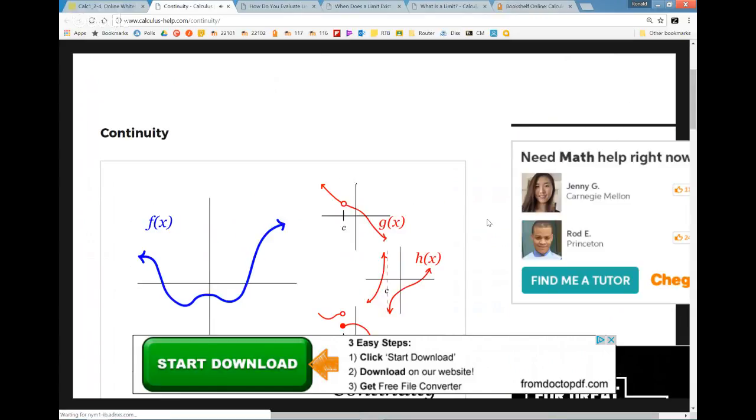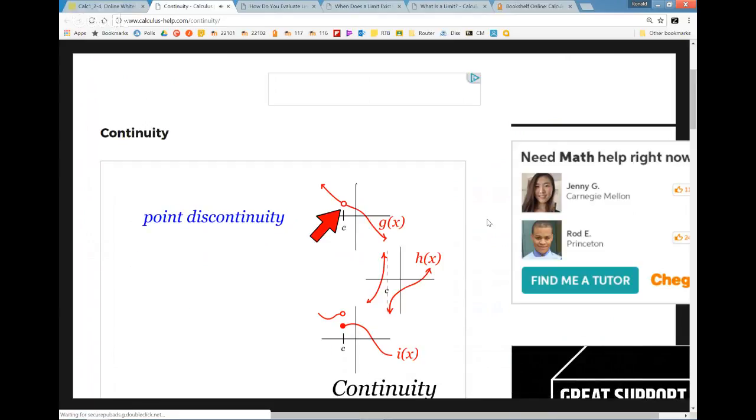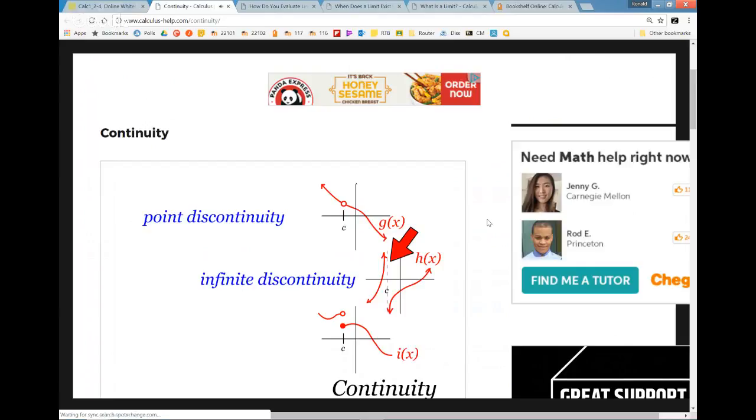Now this one, on g, you've got a little hole in the graph. That's called point discontinuity. Over here on h, you've got a vertical asymptote that breaks the graph.